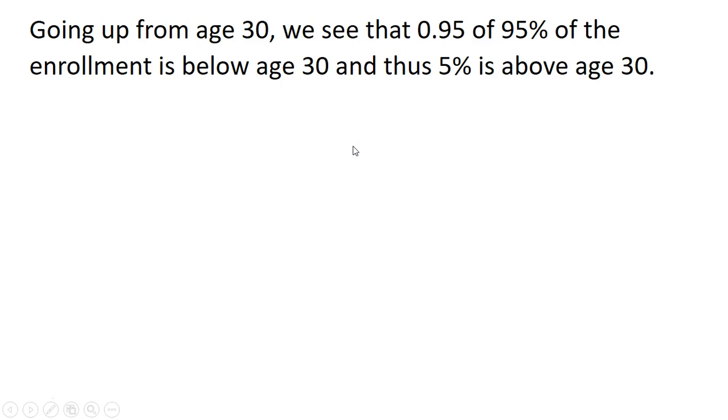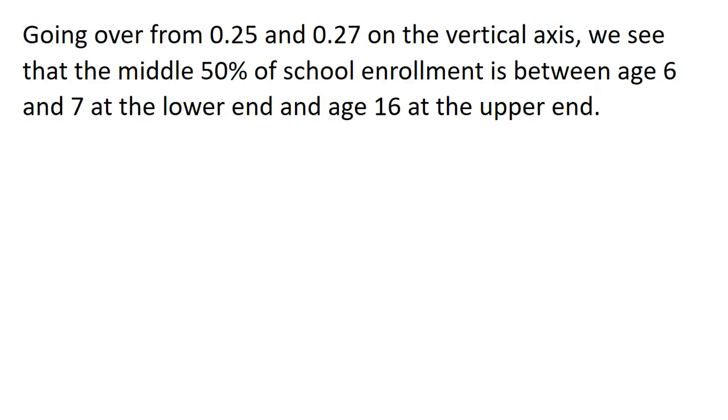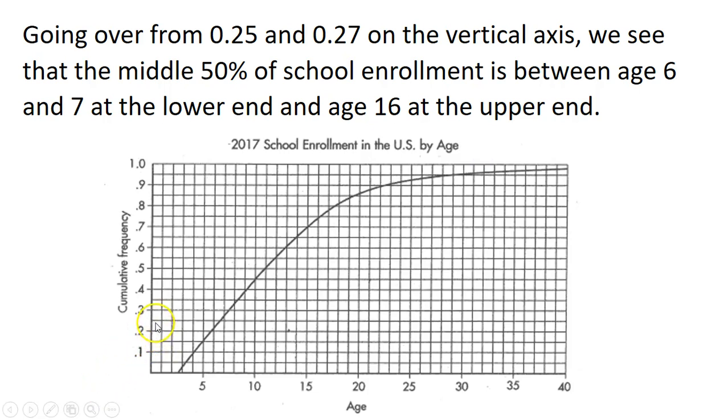Going up from age 30, there's age 30, and that's at 95%, which means 5% is above age 30 that are still enrolled in school, which is not very many. Going over from 0.25 and 0.27 on the vertical axis, we see that the middle 50% of the school enrollment is between ages 6 and 7.